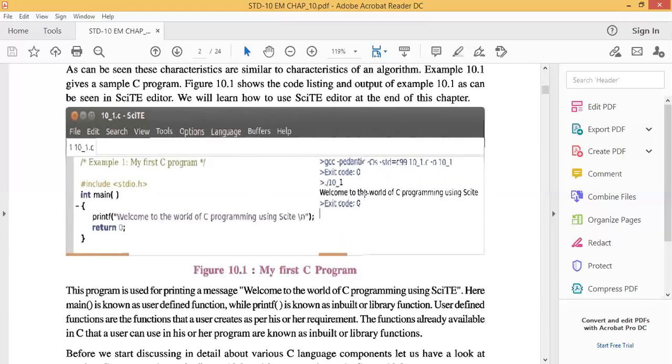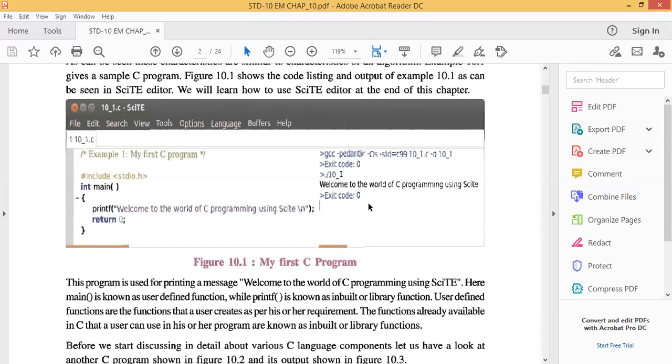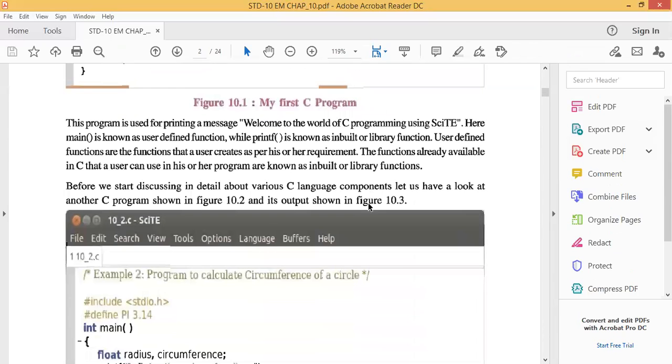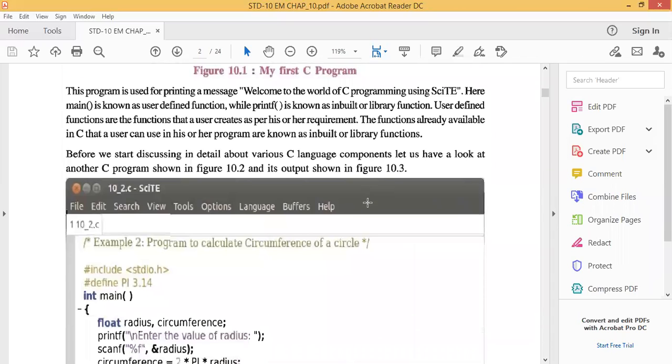We will do this program with the help of Code::Blocks. I will show you this in the next practical or next session. This program is used for printing a message, welcome to the world of C programming. Here main is known as a user defined function, underline this line, while printf is known as an inbuilt or library function. These both lines are very important.